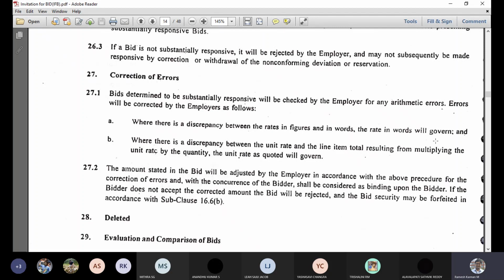So that's why words are important in that case. If they have something written like $40 or 39.99 like that, then it's understood. So words actually govern, right?